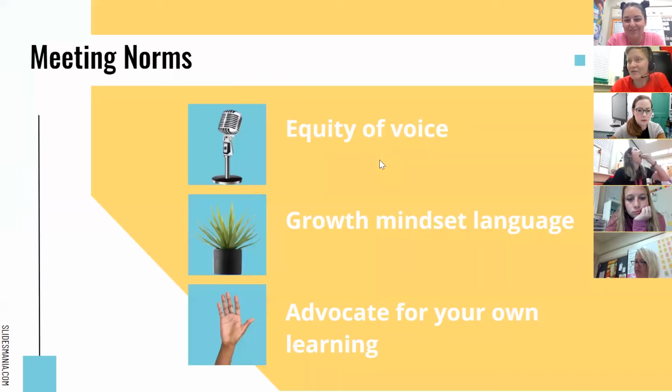And here are our norms that you've probably seen me use before, especially when we get into groups. I want to make sure that we use equity of voice and draw other people into the conversation. We want to make sure that we're using growth mindset language about our own math ability and our own math teaching ability, because that's what we want our students to use too. And then just advocate for your own learning. If you can't hear me, or if you think that I'm supposed to be showing something and I'm not, speak up. If you don't have the link, whatever it might be, please advocate in the chat, or just unmute and let me know what you need. Happy to repeat anything.